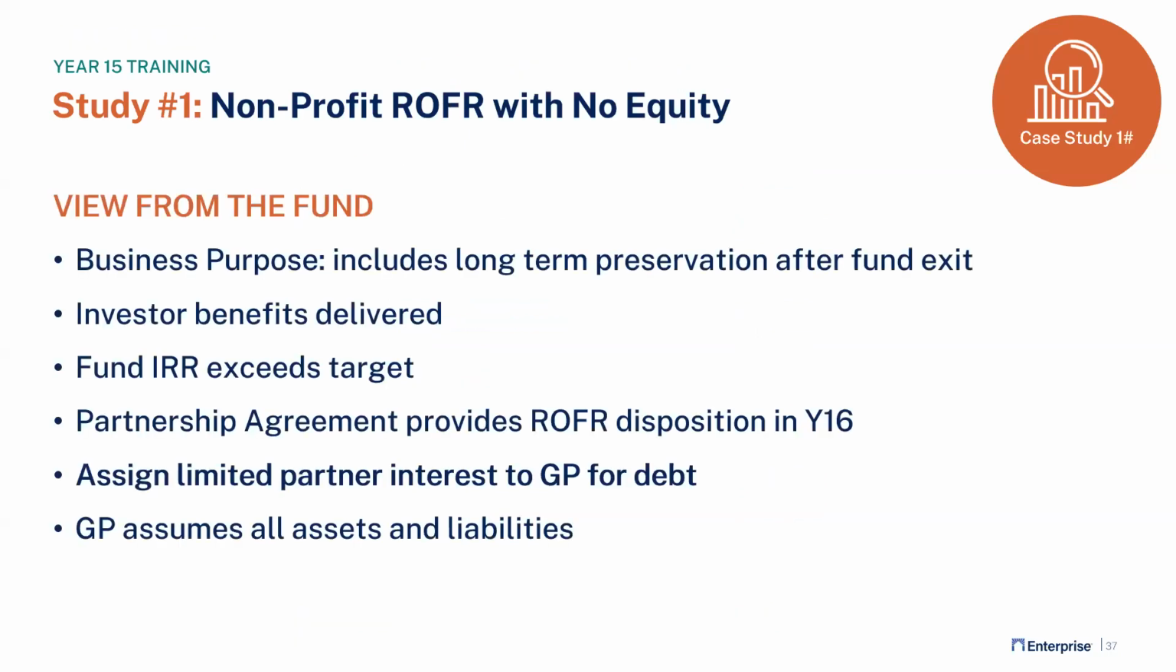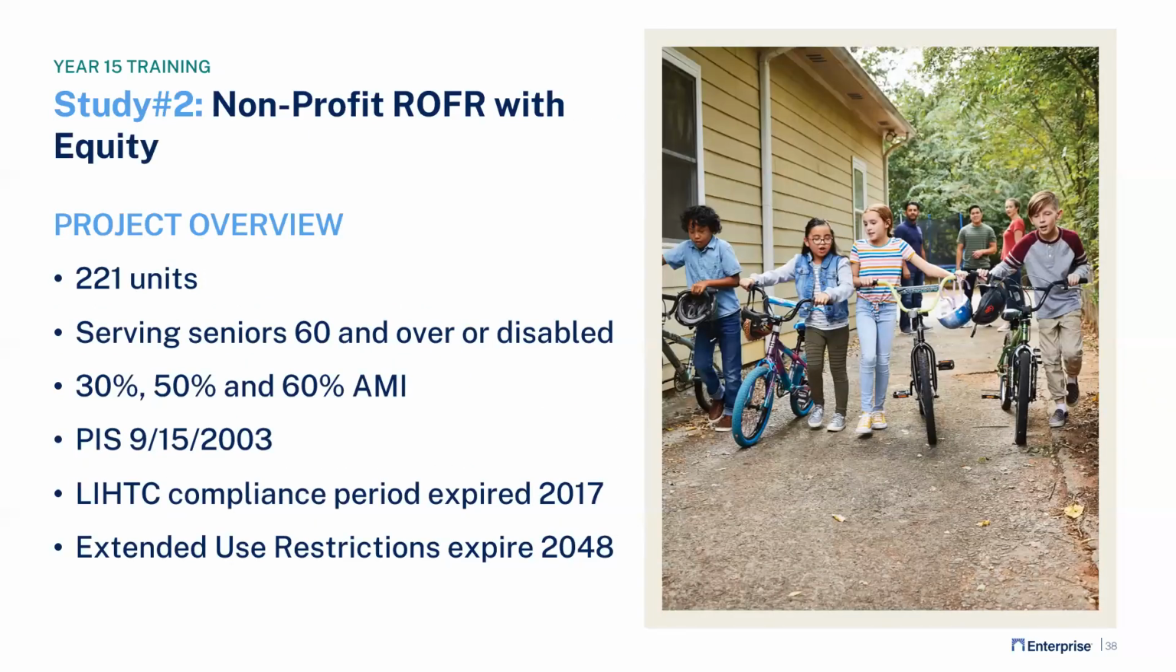So again, it made sense to the fund to exit in this for $1. Now, our second case study is a nonprofit with a right of first refusal that does have equity in the real estate. As you'll see, it's significant equity. They have a lot of long-term equity built up in the property.